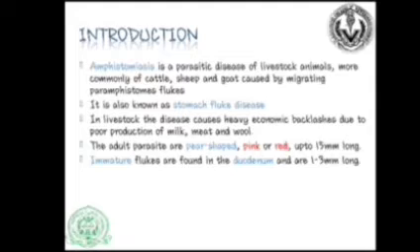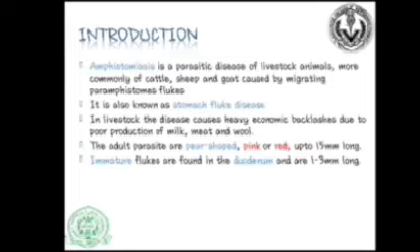Introduction. Amphistomiasis is a parasitic disease mainly of livestock animals. It occurs more commonly in cattle, sheep and goat. This disease is caused by migrating paramphistome flukes. Its synonym is stomach fluke disease. This disease causes economic losses in livestock due to poor production of milk, meat and wool.